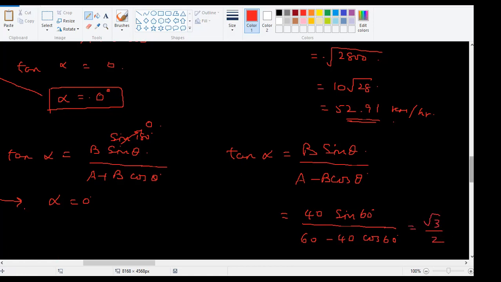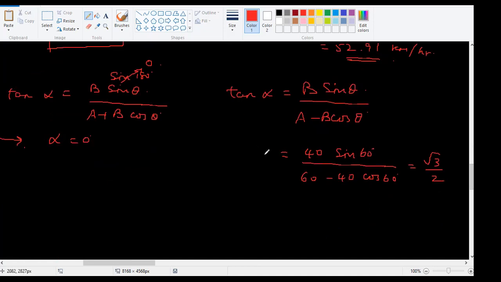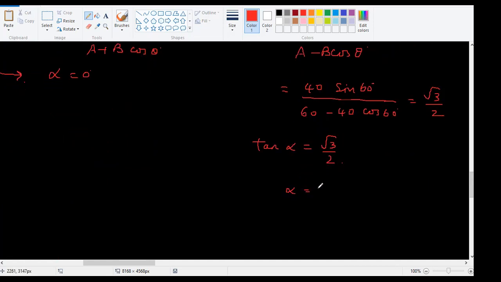Root 3 by 2 is somewhere around 0.8. So tan alpha is equal to root 3 by 2. So alpha is equal to, in exams, if you don't know how to find this, you can leave it like this. Okay. Some examiners might reduce some marks because they expect you to find the angle from your calculator or from your data book. Okay. So anybody can tell me the angle for this?